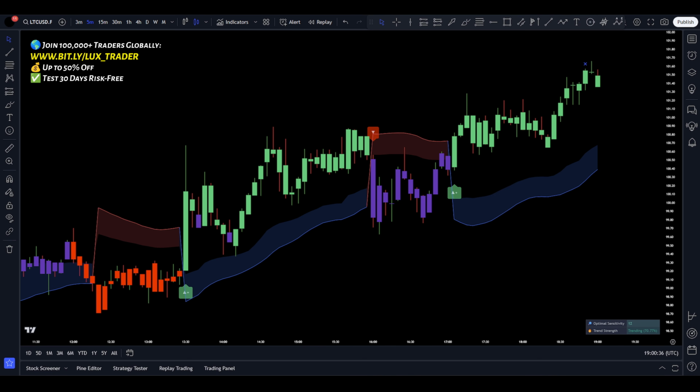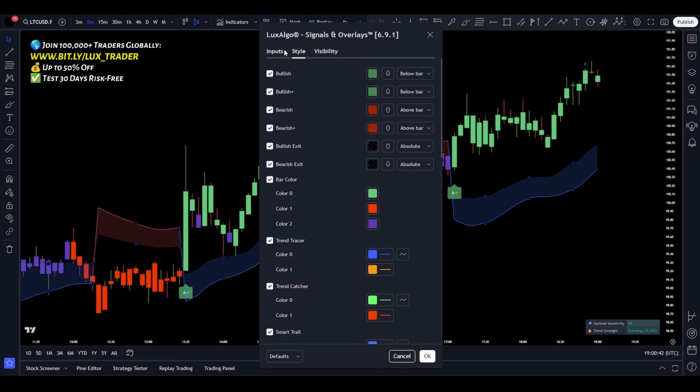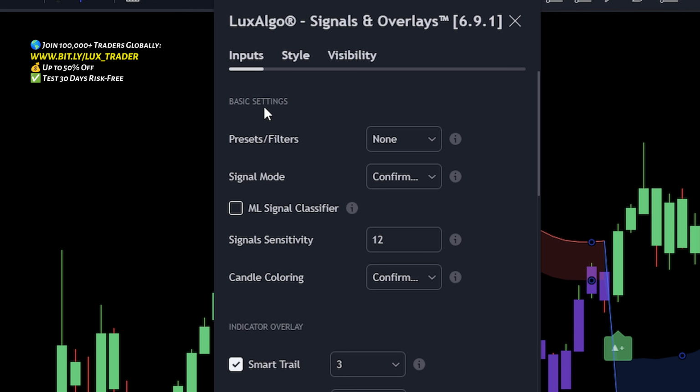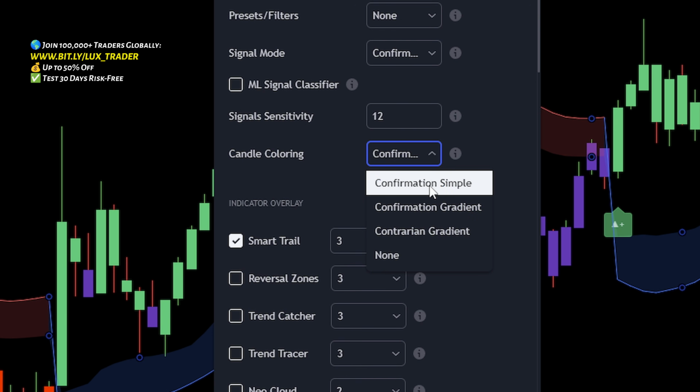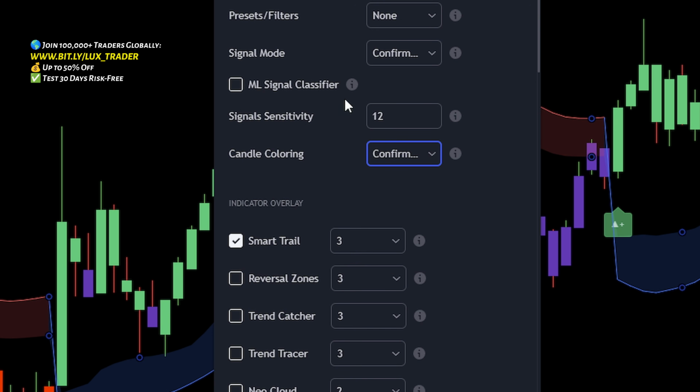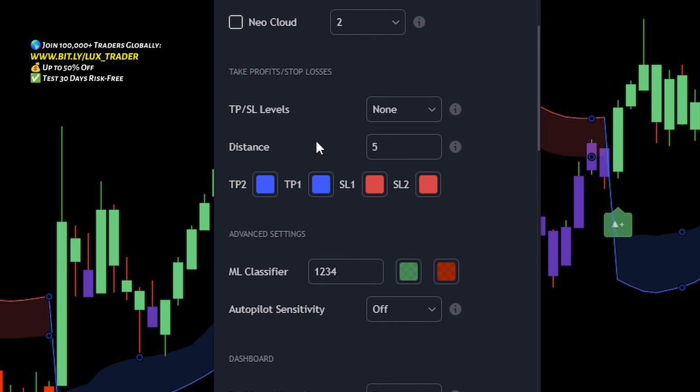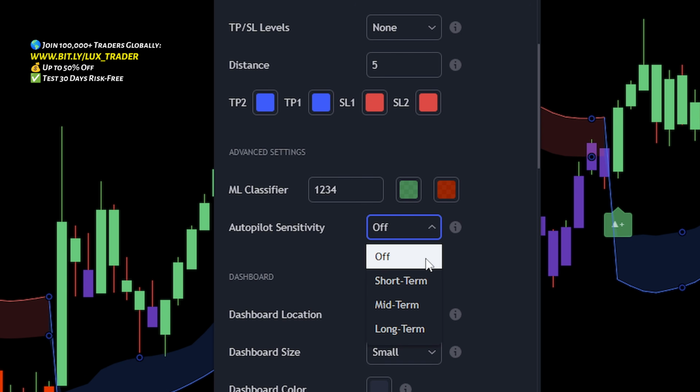Alright, now that we understand how this indicator works, let's fine-tune its settings to align perfectly with today's strategy. Start by adjusting the settings in the Basic Settings section. Set the Presets and Filters option to None, change the signal mode to Confirmation and Exits, disable the ML signal classifier, and set the candle coloring to Confirmation Simple. For signal sensitivity, I recommend using the autopilot sensitivity and setting it to Short Term.